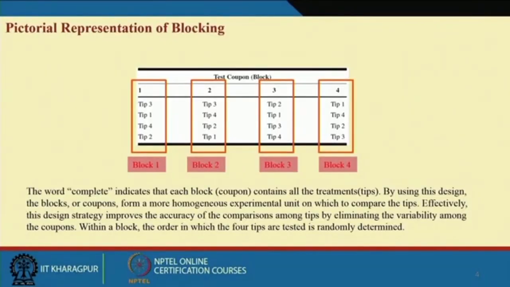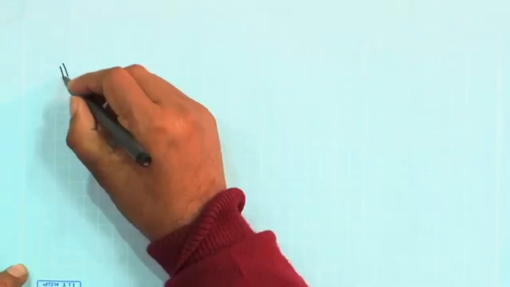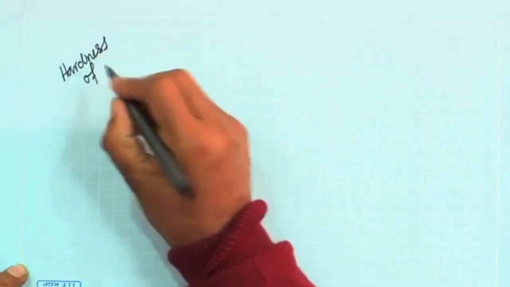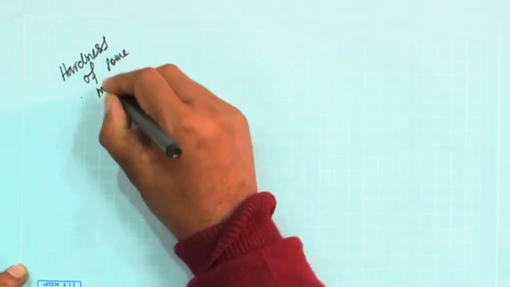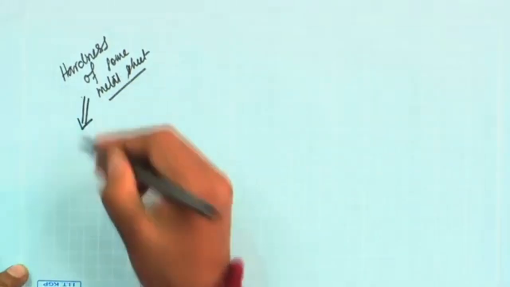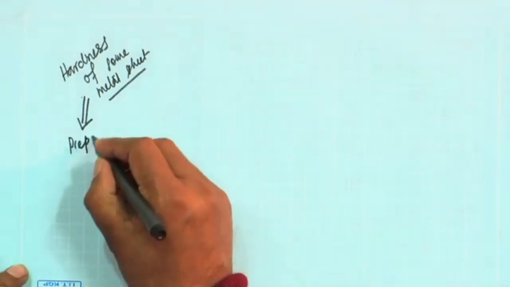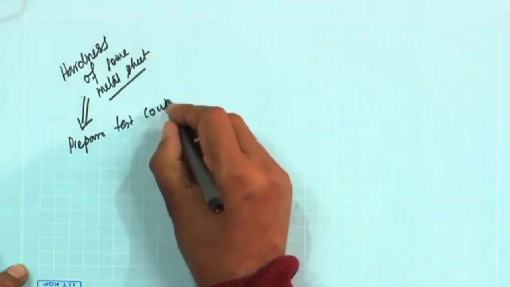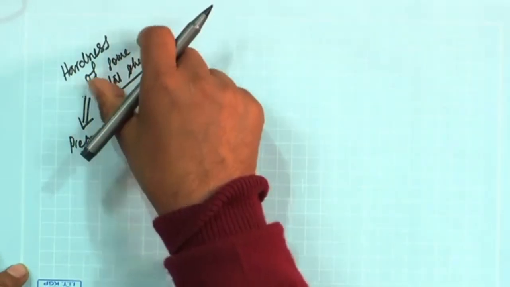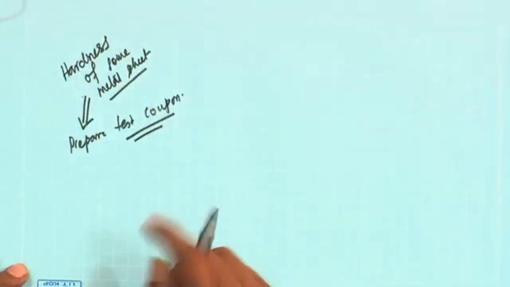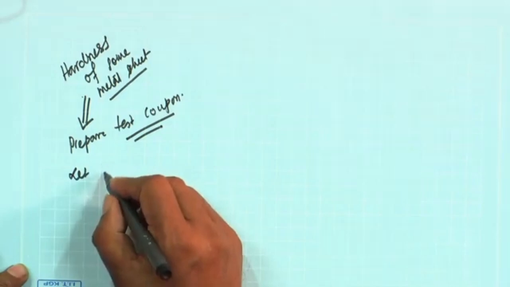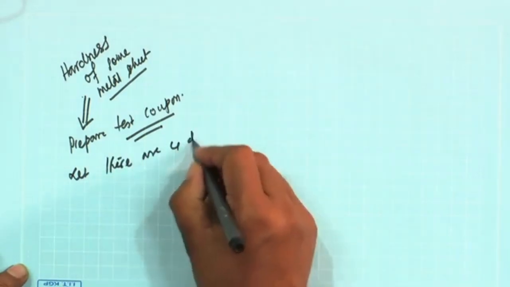So, here the experiment is that suppose you want to measure the hardness of some metal sheet. From this metal, you can prepare test coupons. Every coupon is basically from a piece of this metal sheet. Let there be four diamond tips.